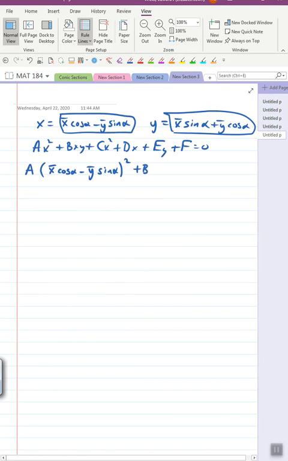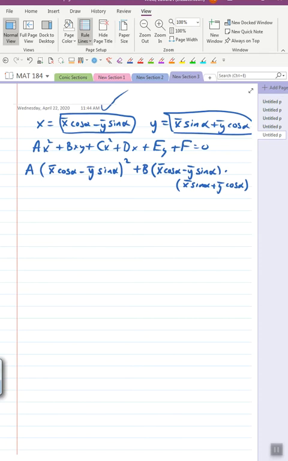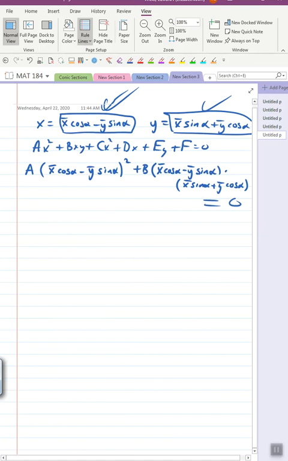Notice what the next term would look like. It would be b times x times y, which is x bar sine alpha plus y bar cosine alpha, plus, and then the rest, c times this guy squared plus d times this guy plus e times this guy plus f equals 0. Okay, everybody with me on that? And that would still be an equation, but it would now be expressed in terms of this new rotated axis system.